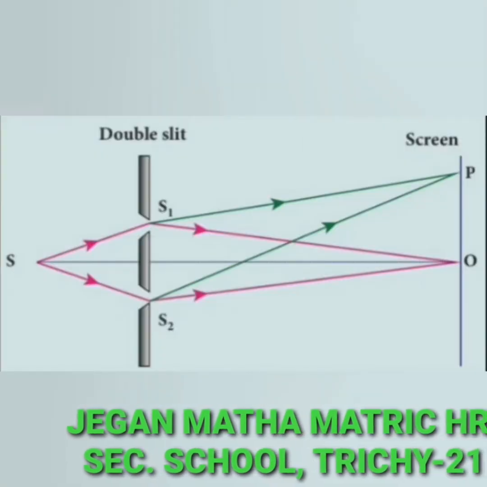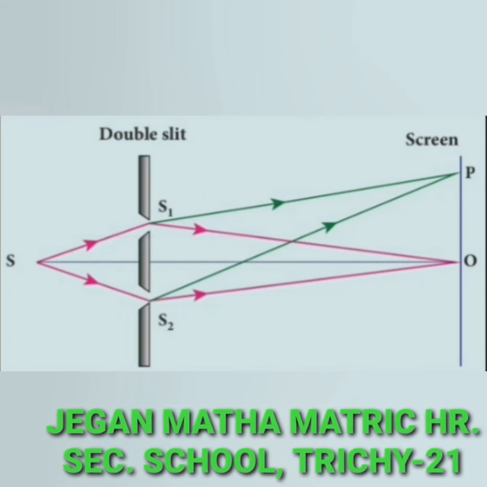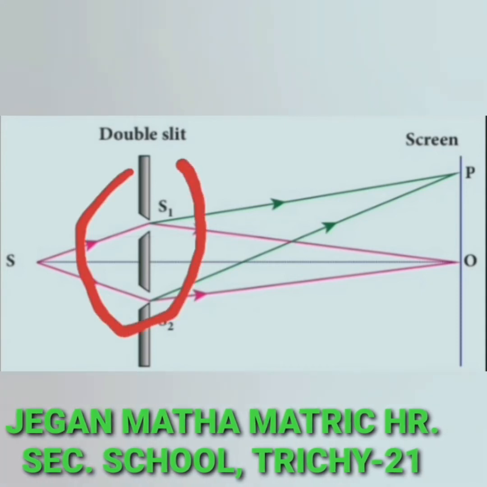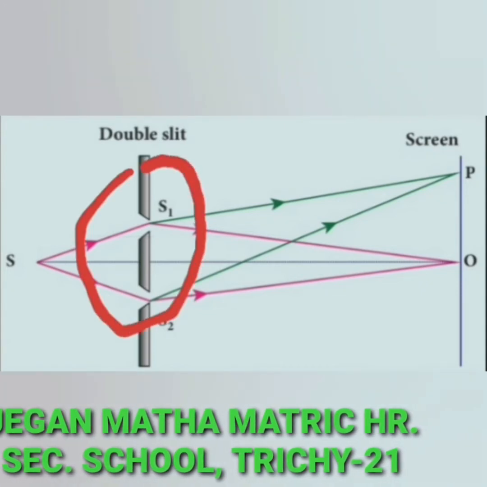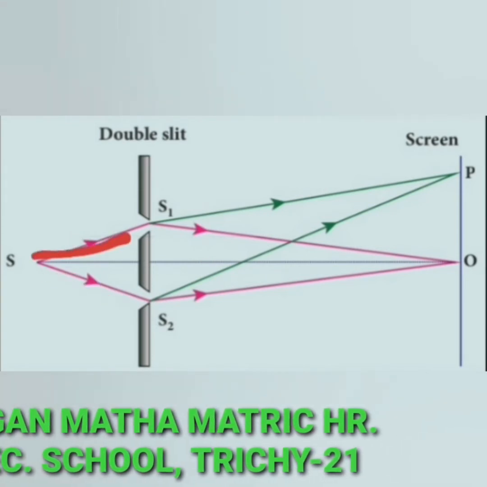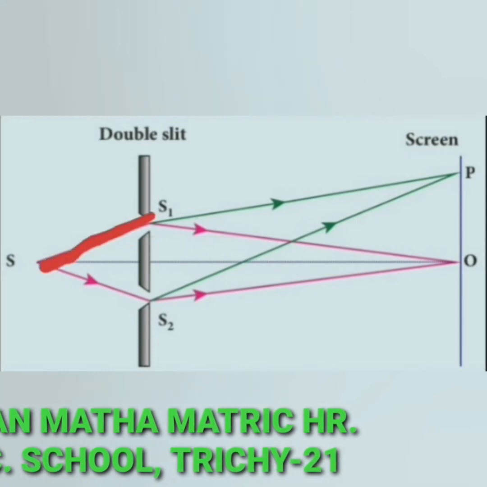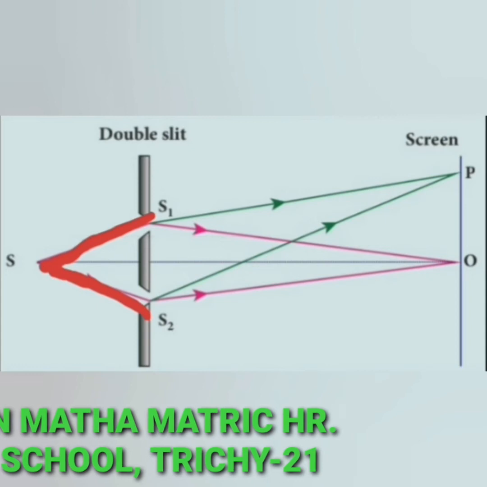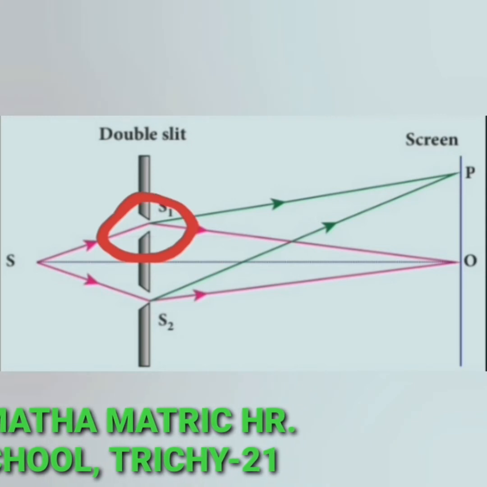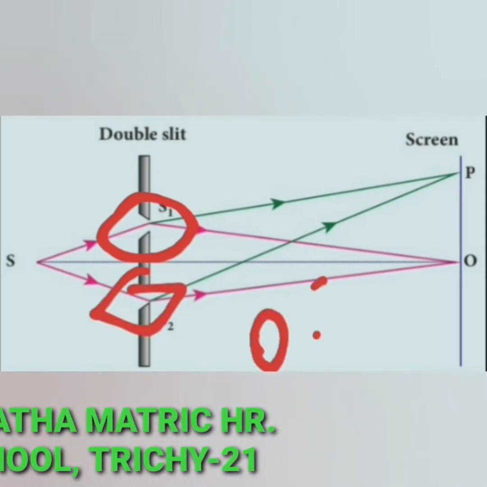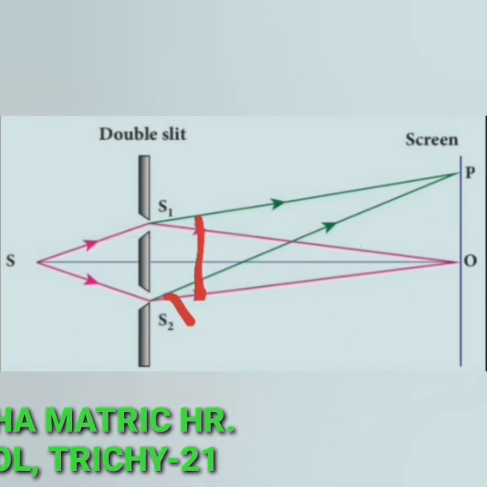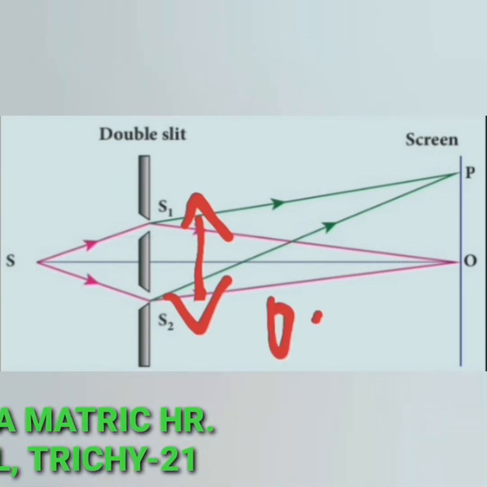Let us discuss the experimental arrangement of Young's double slit experiment. An opaque screen with two small openings called double slit S1 and S2 is kept equidistant from the source S. That means the distance between S1 and source S, and S2 and the source S, is the same. The width of each slit is about 0.03 millimeter, and they are separated by a distance of 0.3 millimeter.